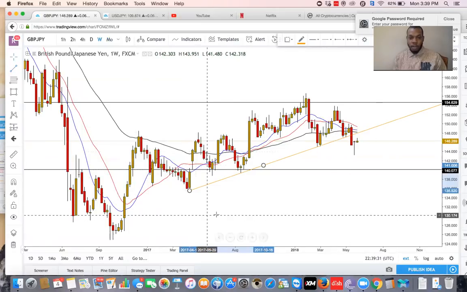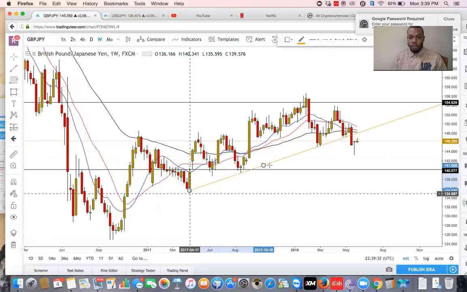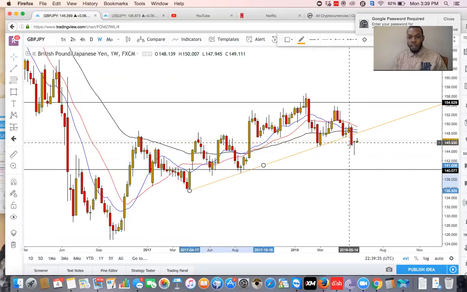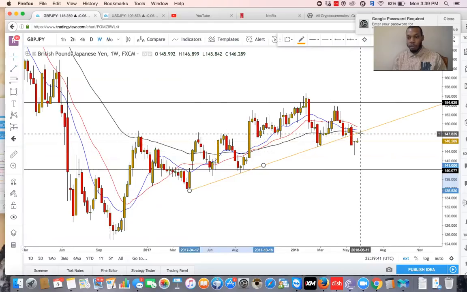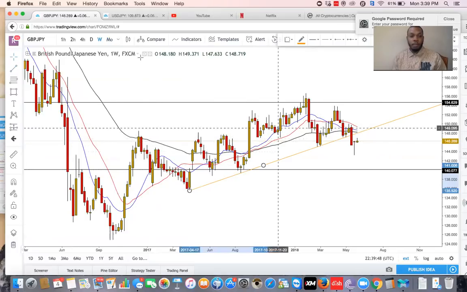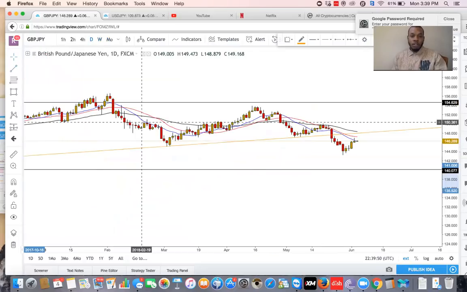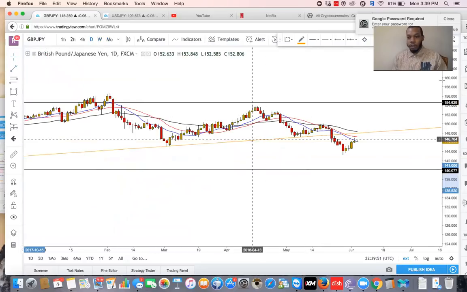So you got that nice trend line from this point to this point to this point, and then you finally got a breakout. Price is now below, so I could see potentially a correction move back up towards the 147, 148 area, find resistance, and then complete the next move down. So let's just break it down to the daily chart.